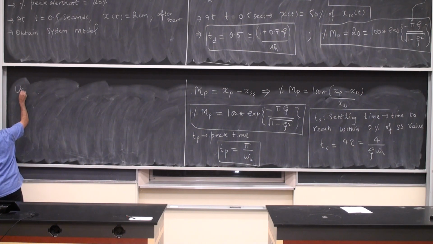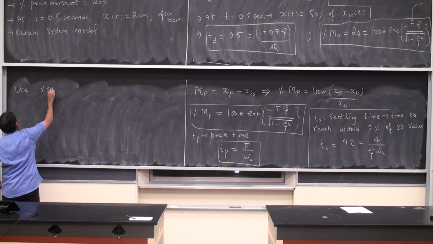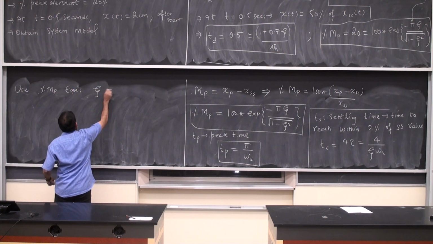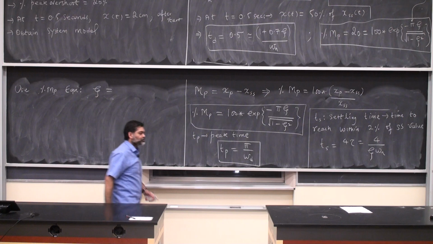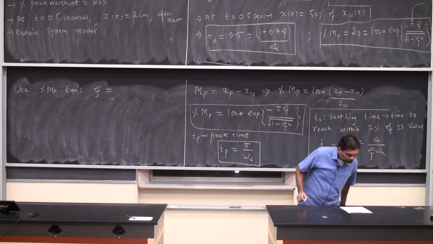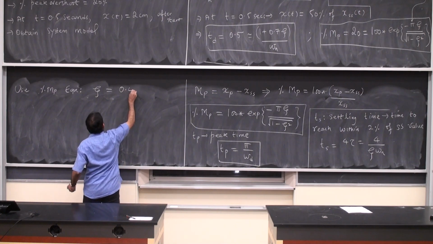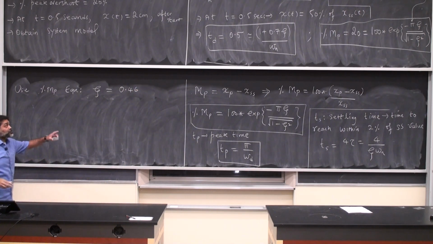So use the percentage MP equation. We'll obtain zeta to be around 0.46 or something. Once you obtain zeta, substitute it into the delay equation. Okay. Then I have 0.5.